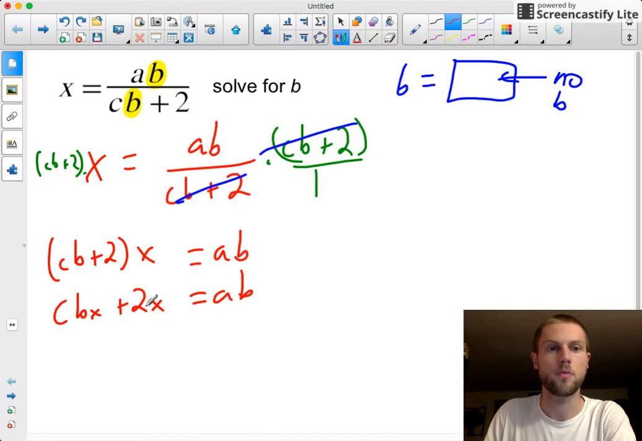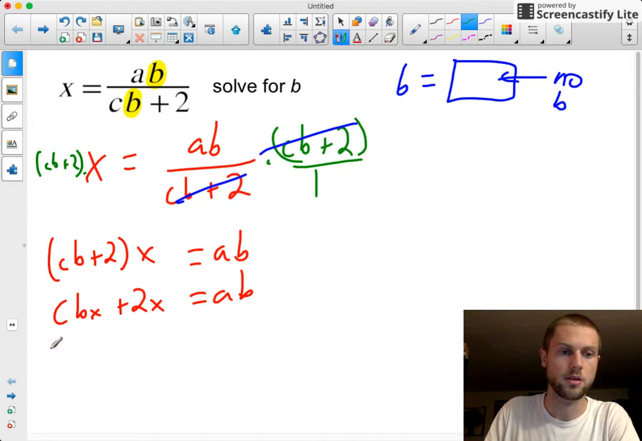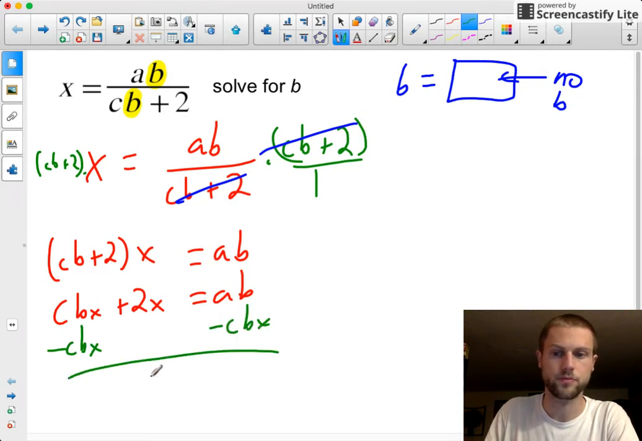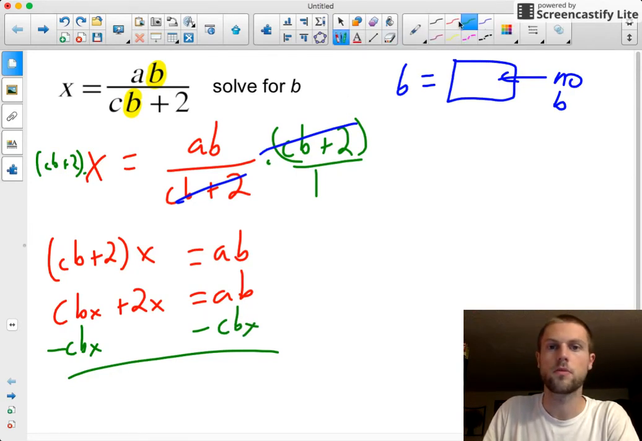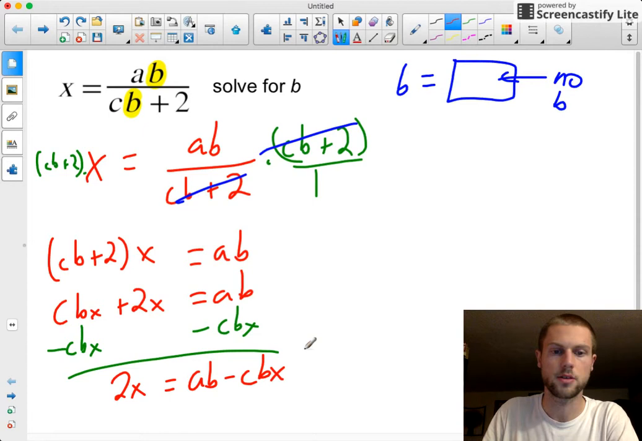Next, why don't we do this? Let's move this b term over to the other side. So to do that, let's subtract the CBx, subtract the CBx. So I have 2x minus CBx. I want to go red for this too. So I have 2x equals AB minus CBx.